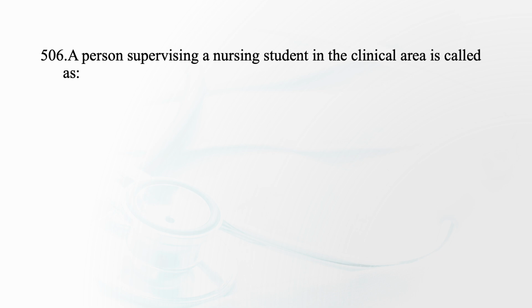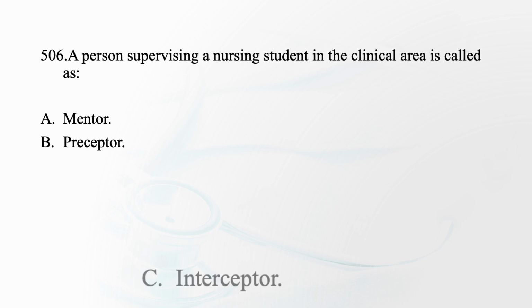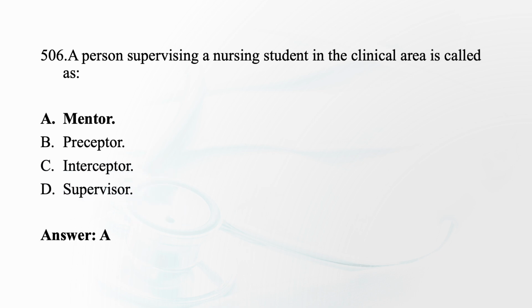Question number 506. A person supervising a nursing student in the clinical area is called as option A. Mentor. Option B. Preceptor. Option C. Intersector. Option D. Supervisor. The correct answer is option A. Mentor.